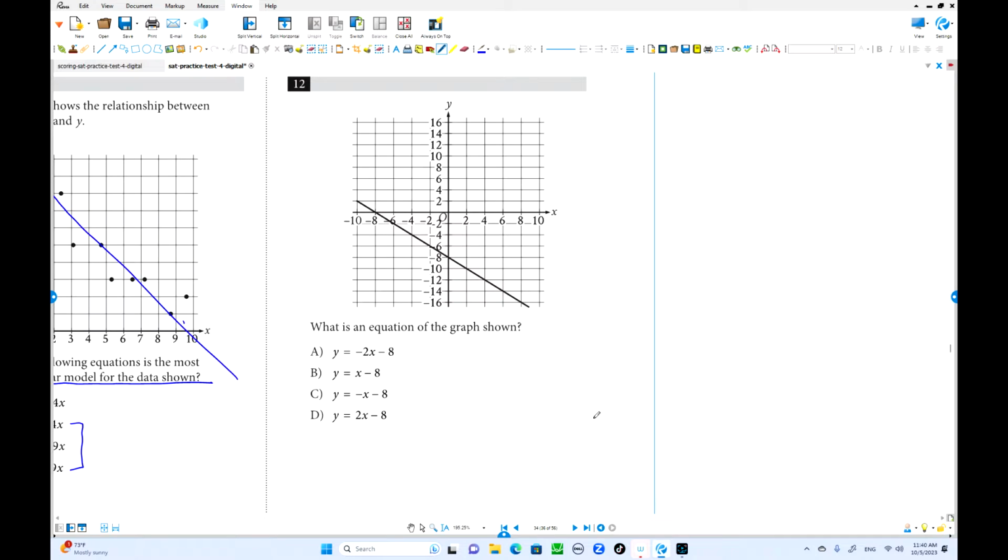Here you go, number 12. What's the equation over here? The y-intercept is negative 8. They're all negative 8. What's the slope? Negative slope, same distance. Negative 1 is the slope. So negative 1x. Choice C is the answer.